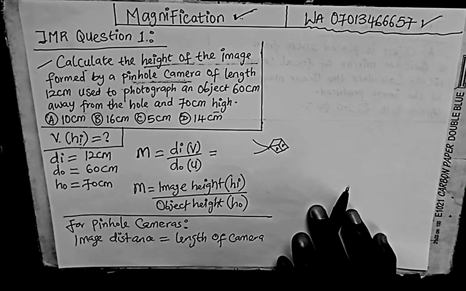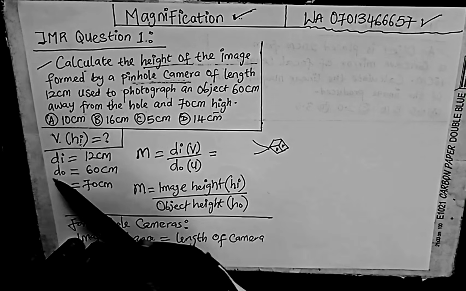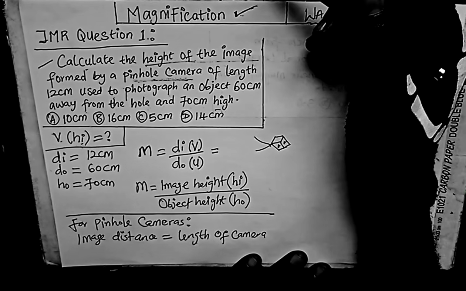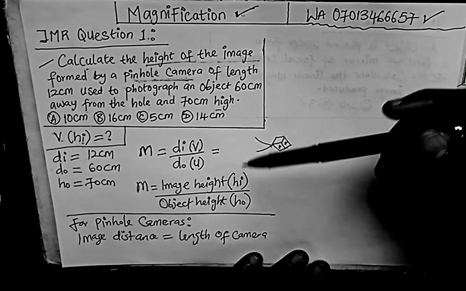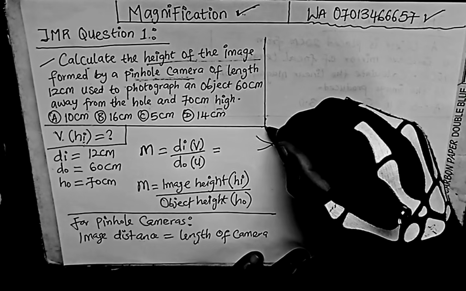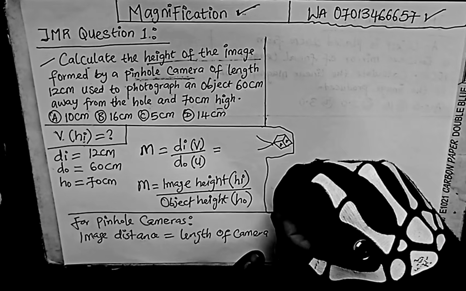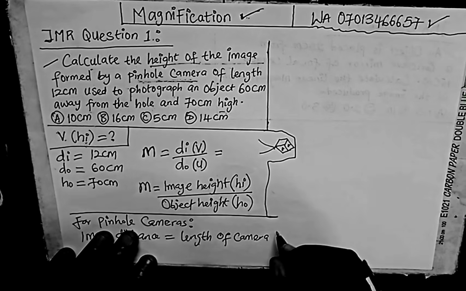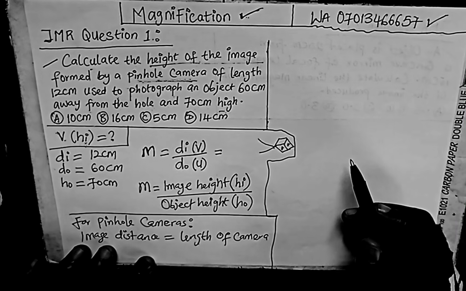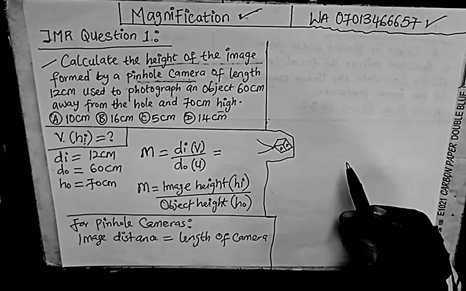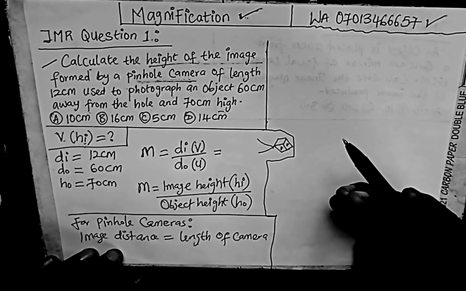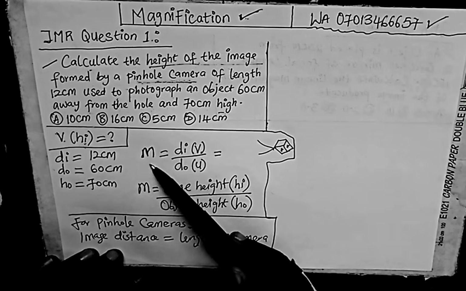So what do we do? See what they give us: they give us the image distance and object distance, which are inside this formula. If you are a good mathematician, all you have to do is join these two formulas together, substitute and solve to get your answer. But for those who are not too good at maths, let's do it in small steps. First we find the magnification.